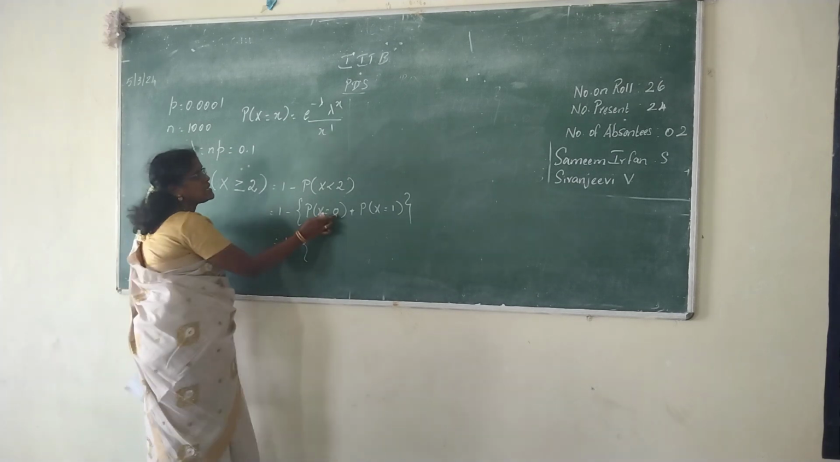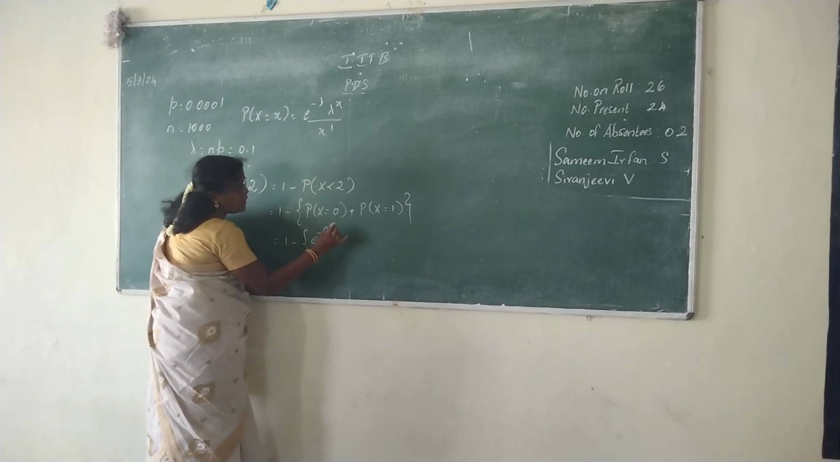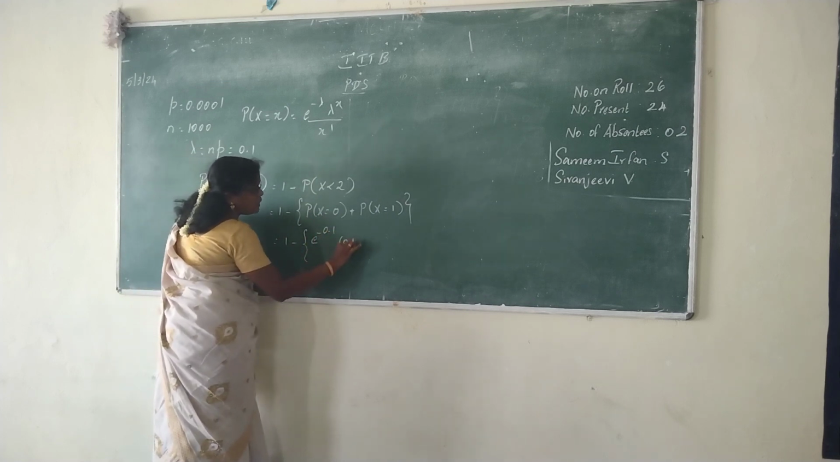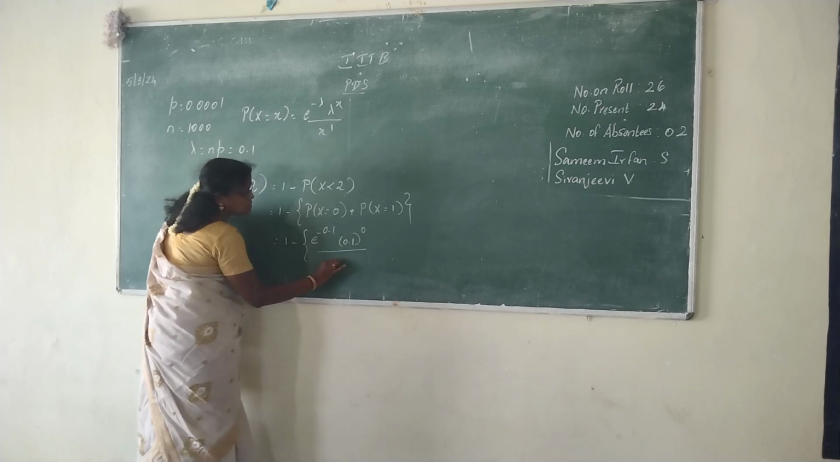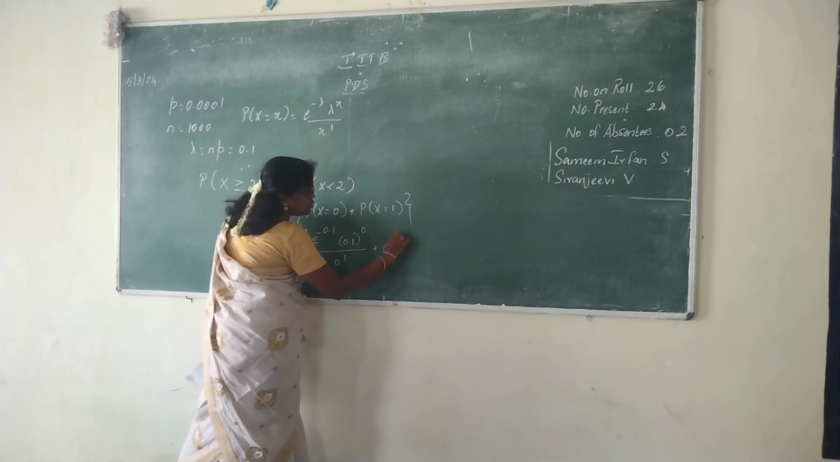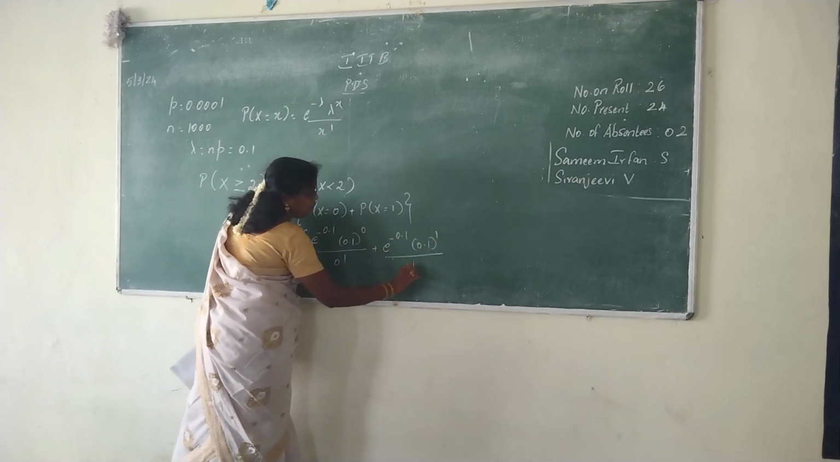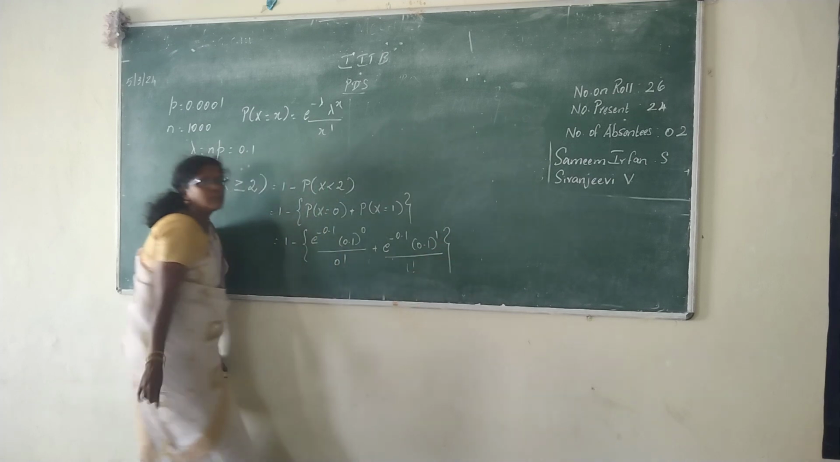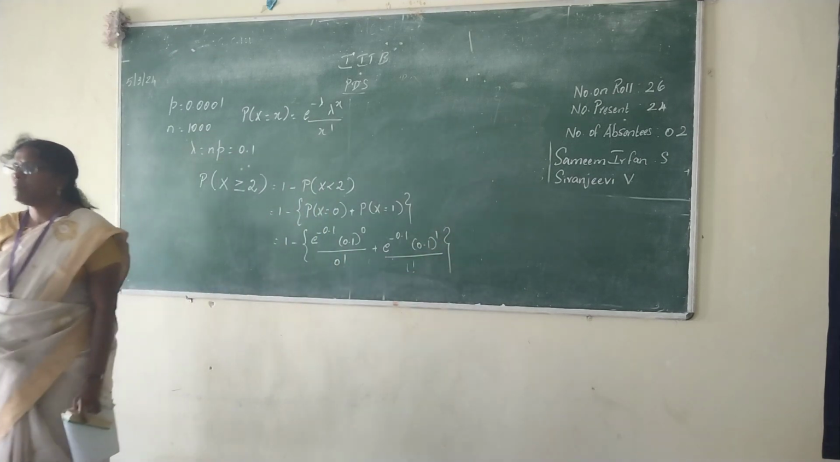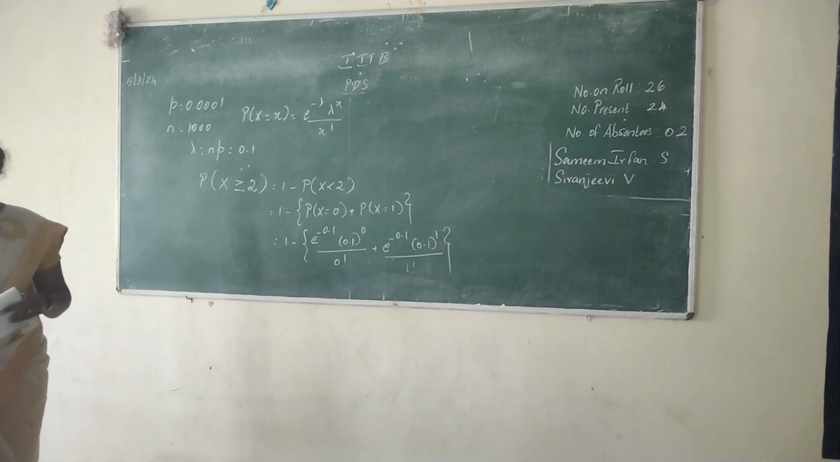In the first case x equal to 0. So e power minus 0.1, 0.1 the whole power 0 by 0 factorial, plus e power minus 0.1, 0.1 the whole power 1 by 1 factorial. Find the answer. Make use of a calculator. In a calculator, exponential term will be there.